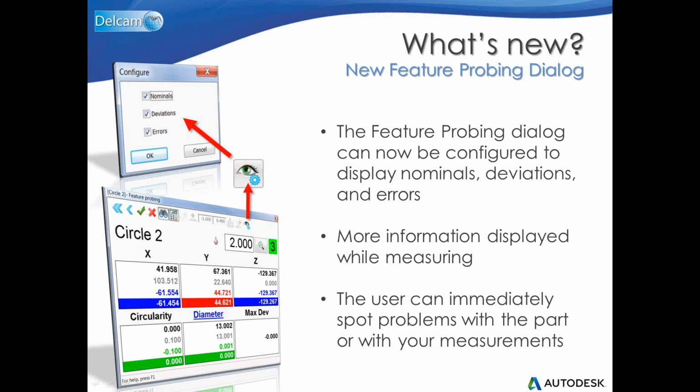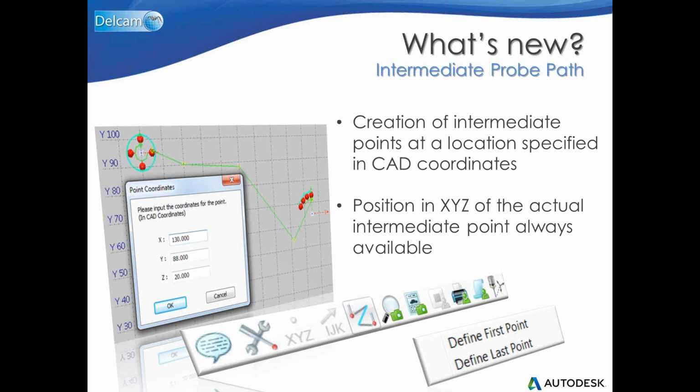Moving on, intermediate probe path. The intermediate probe path has been enhanced. Before, if we wanted to define intermediate probe paths, the only way was to manually double click somewhere and define the point somewhere in space. But what if, for example, I want to define the intermediate point at a specific XYZ position? Well, we couldn't. We could just guess, or maybe use display in grid mode and try to more or less get the point.